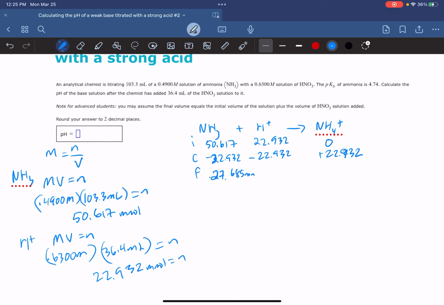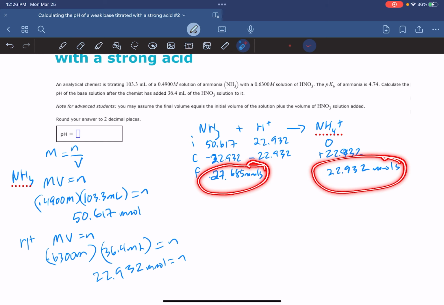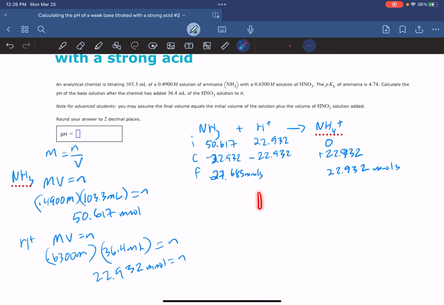27.685 millimoles of this, and 22.932 millimoles of this. And we love this so much because we have NH3 and we have NH4+. Anytime we have an acid and a conjugate base, we can use the Henderson-Hasselbalch equation, which we are very excited to do. Now, before we do that, we need to convert this to molarity.